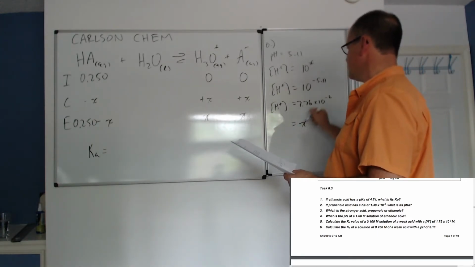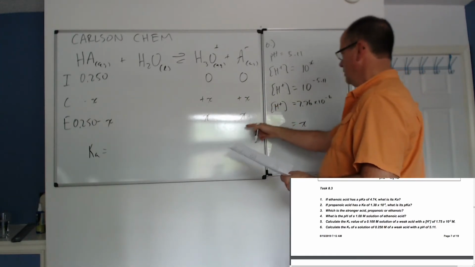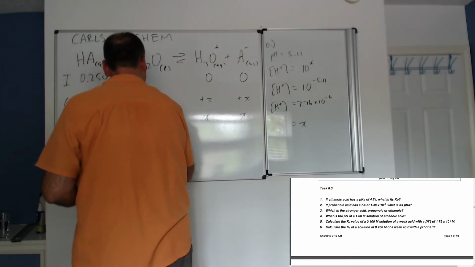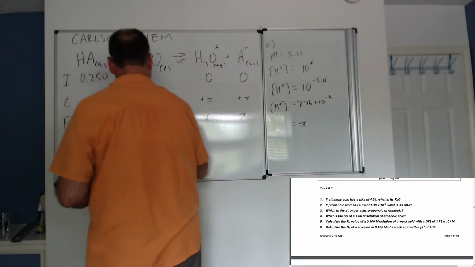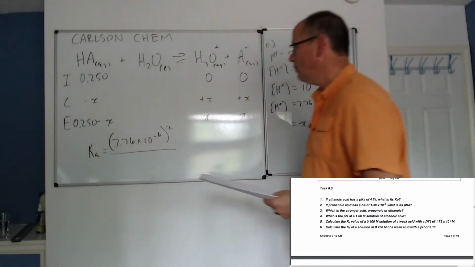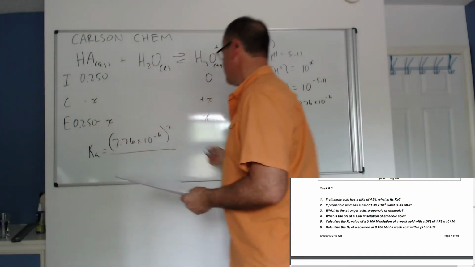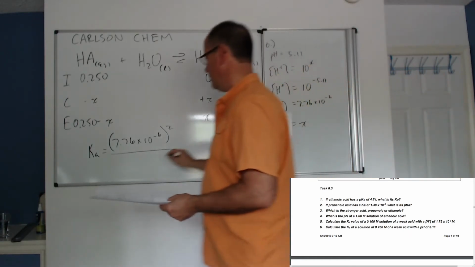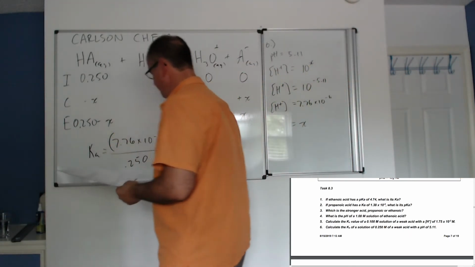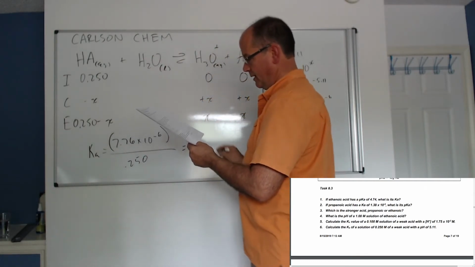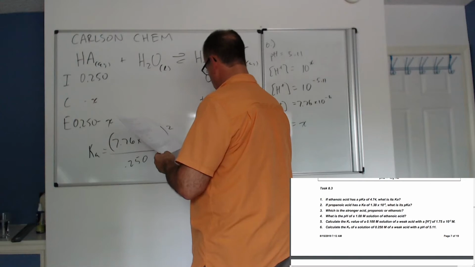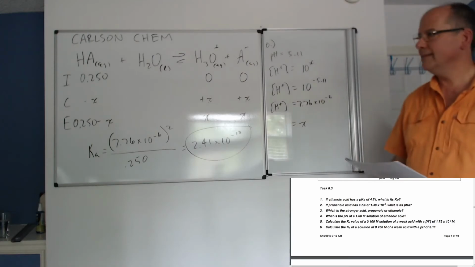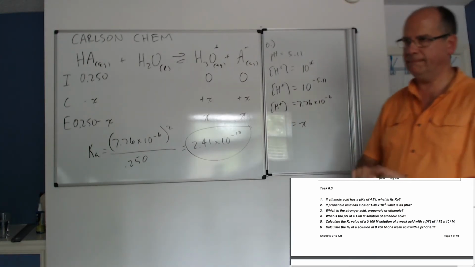This is my X. That's how much came across. So that's going to be 7.76 times 10 to the -6 squared, all over 0.25 minus X. Well, X is tiny. It's so small, I'm just going to forget about it. Let's say it's just over 0.25. So that's just calculator work, and you're going to get 2.41 times 10 to the -10. That is number 6. Okay?